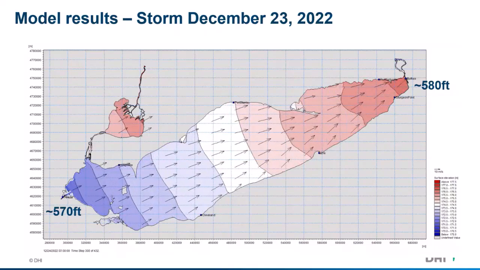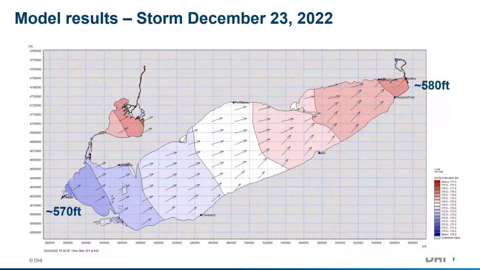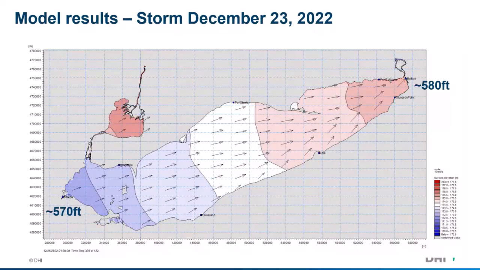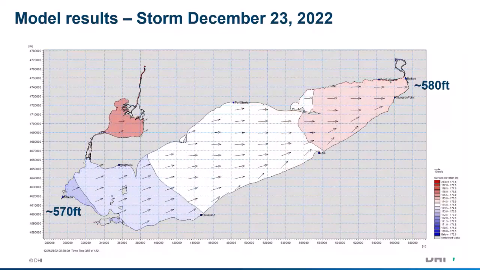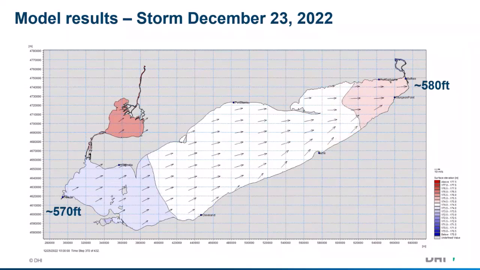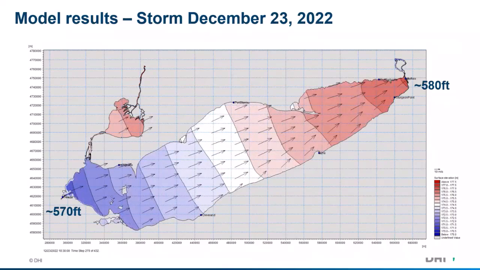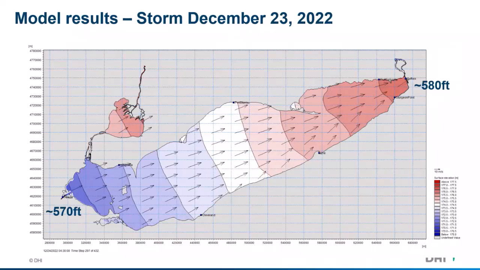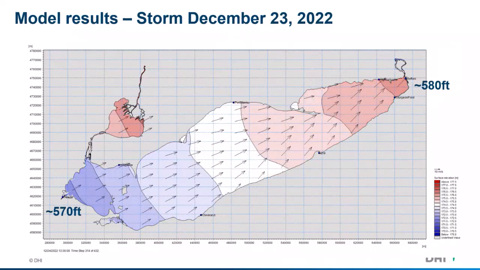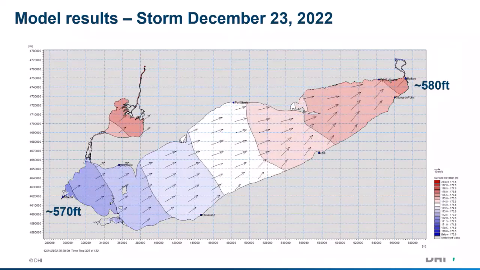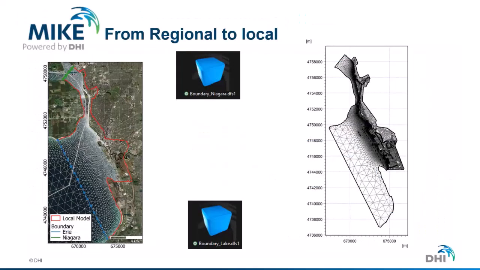And just to let you know, here's a simulation of the model results for one of these storms, December 2022. In this storm, the model indicates a difference between the Toledo water level and the Buffalo water level on the northwest side of about 10 feet. So the water level reached almost 580 feet in the Buffalo region.